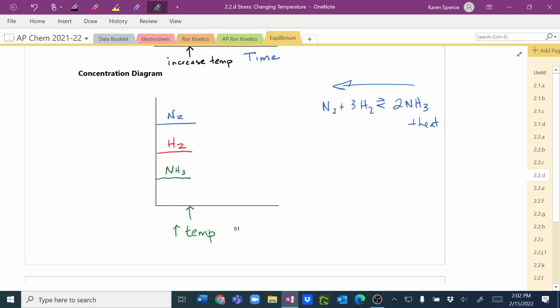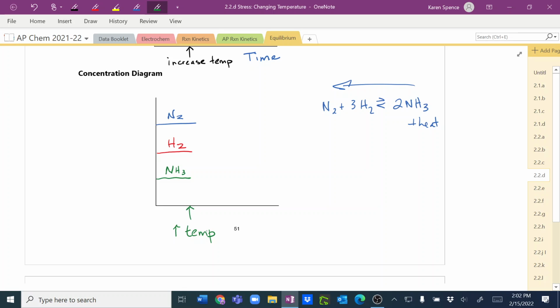That's what's going to happen during the shift. But what about right in that one moment? In that moment when I increase the temperature, what happens? They stay the same. The particles are moving faster, but there aren't any more or less of them, yes? As we shift, we're going to be making more of the reactants and using up the product.